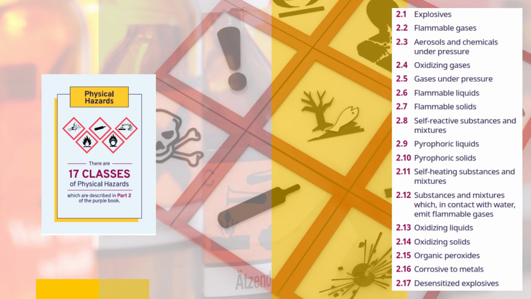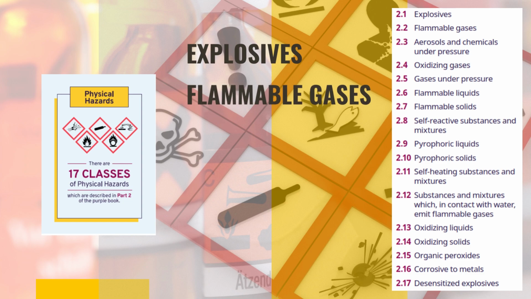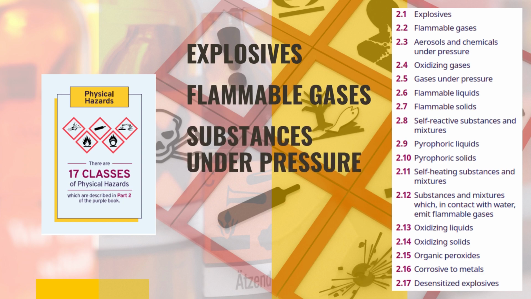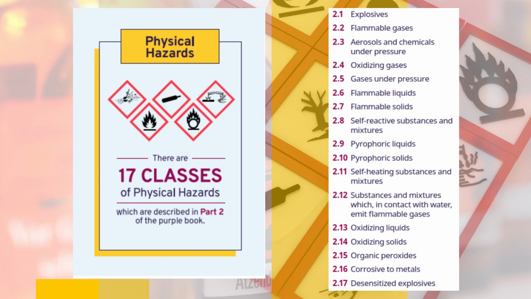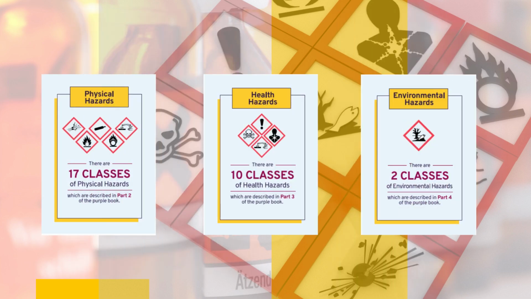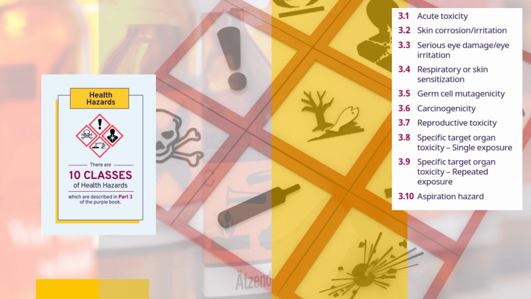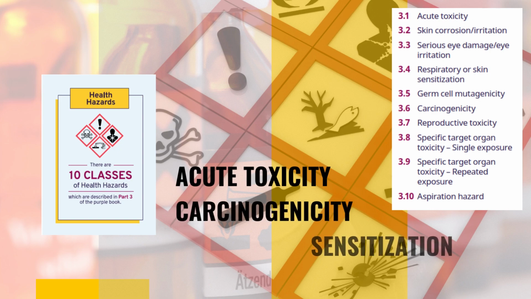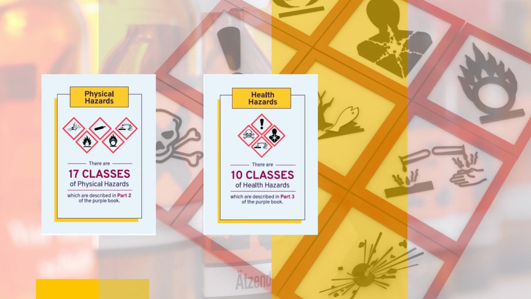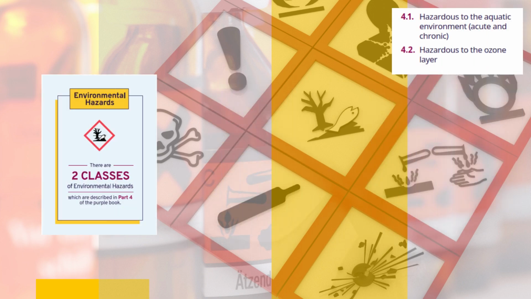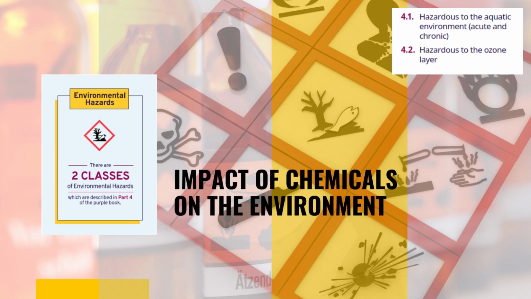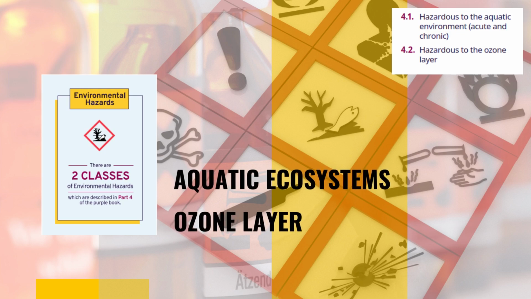The first group is physical hazards, which includes classes like explosives, flammable gases, and substances under pressure. These classes help us understand how chemicals can react or behave physically. The second group is health hazards, and it's crucial for understanding the potential risks to our bodies. It includes classes like acute toxicity, carcinogenicity, and respiratory sensitization. Last but not least, there's the environmental hazards group. This one focuses on the impact of chemicals on the environment, including aquatic ecosystems and the ozone layer.